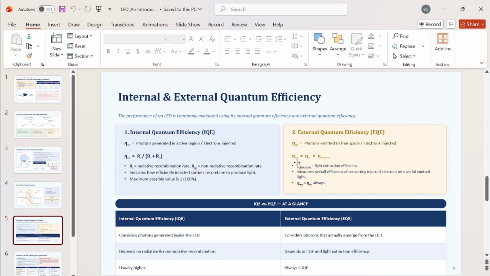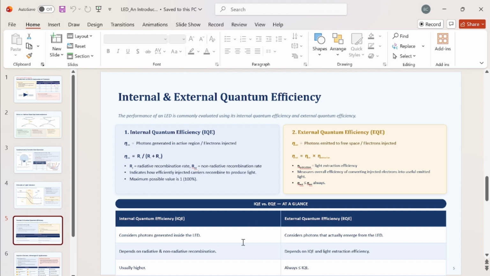Now this eta external can be written as eta internal times the eta extraction. This eta extraction is basically the efficiency of extraction of photons out of the device. Now this eta external, that is the external quantum efficiency, is always less than or equal to the internal quantum efficiency of the light emitting diode.